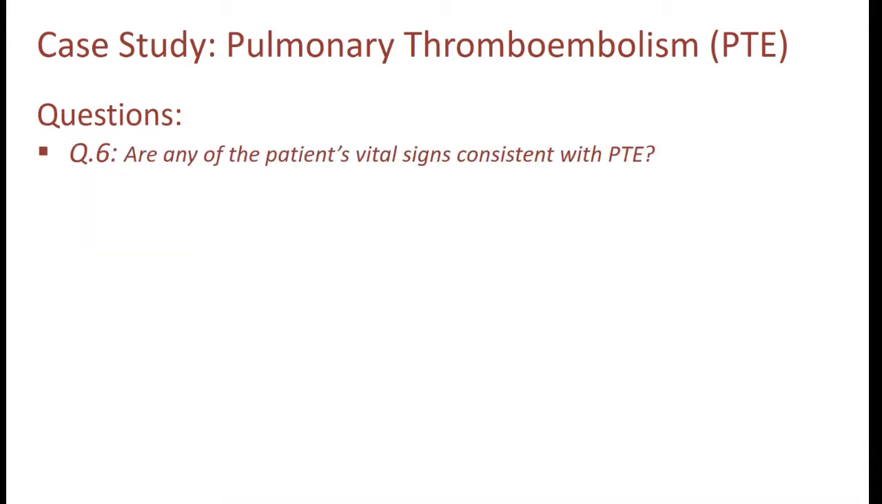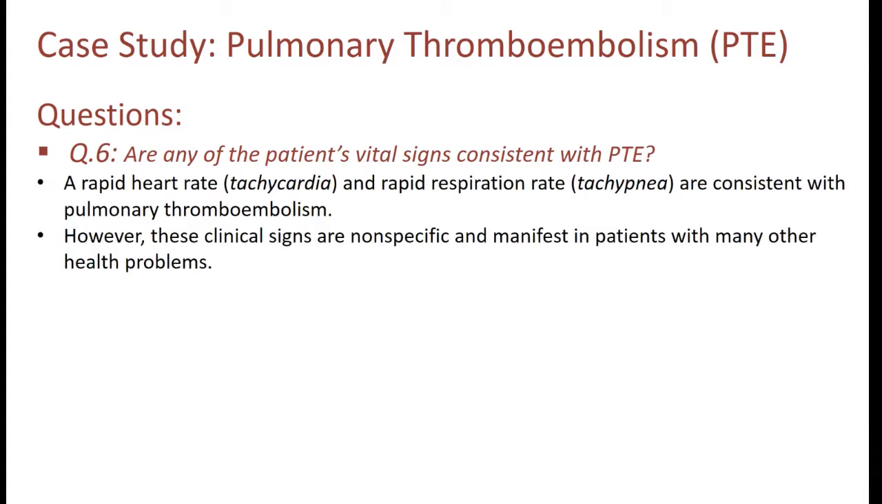Are any of the patient's vital signs consistent with pulmonary embolism? Let's see. Rapid heart rate, yes. Rapid respiratory rate, yes. Both of them consistent with pulmonary thromboembolism. Don't forget, if you have normal heart rate, it's very highly unlikely to be pulmonary embolism. However, these clinical signs are non-specific, but they are highly suggestive of pulmonary embolism.